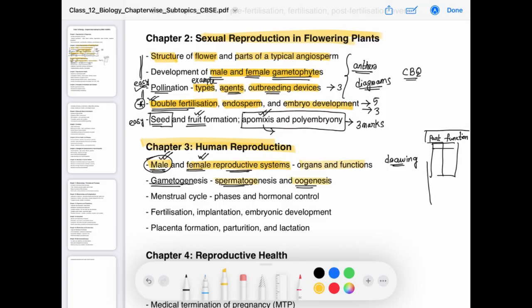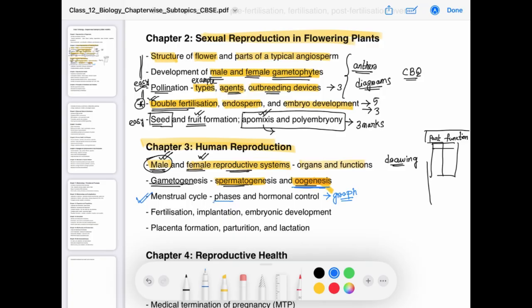And then you have to understand that in oogenesis there are two types of drawing. You have to practice that, and in spermatogenesis also there is a diagram that you have to practice. You have to understand each step properly. In oogenesis there is a role of different kinds of hormones that you also have to read. During the menstrual cycle, the graph is very important. From the graph itself the question comes.